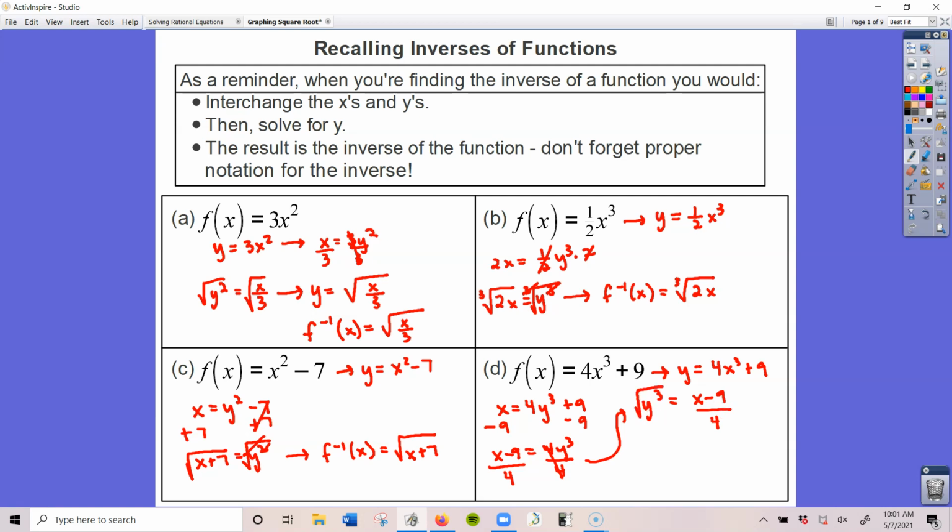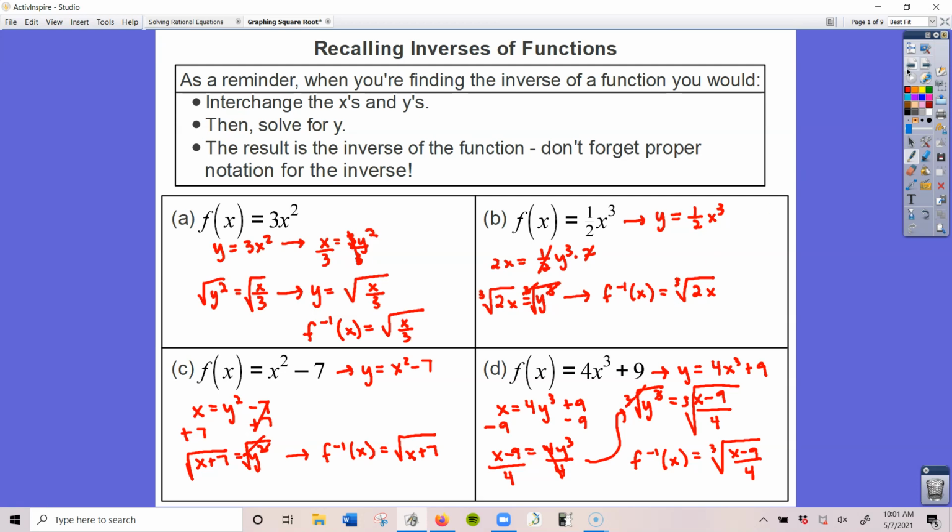And then we cube root both sides. And it would have to be the cube root of the entire fraction. So the inverse would be the cube root of x minus 9 over 4. So all of these functions here, we have square root functions and we have cube root functions, which is what we're going to look at how to graph today.